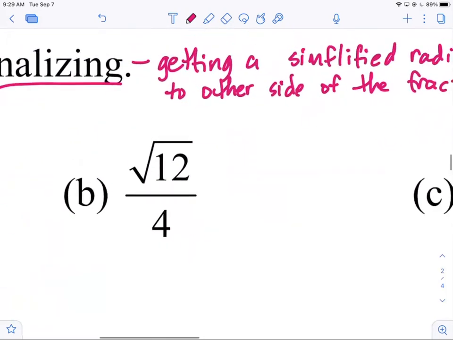So let's look at part B. Now I have the square root of 12 over 4. So what I want to do is ultimately get the radical out of the numerator and introduce it into the denominator. Step 1, simplify the radical first. What does the square root of 12 simplify to?